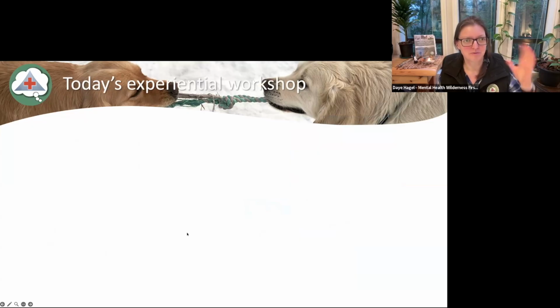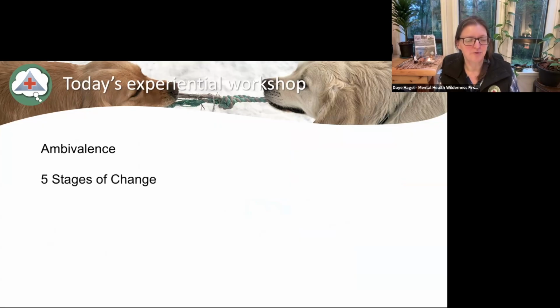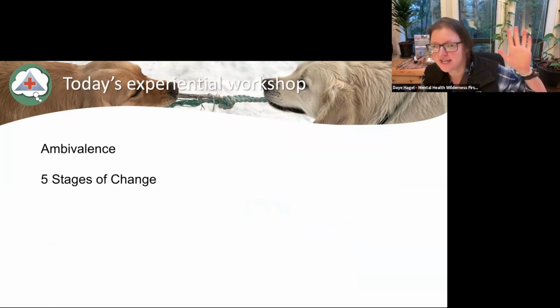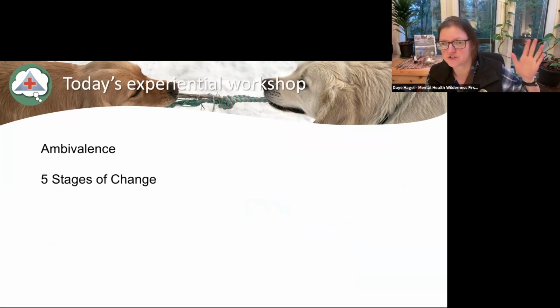So here's a brief overview of what we can get to today. We're going to talk a little bit about ambivalence. I'm going to go through this model called stages of change. Just as a curiosity, who has encountered the idea of stages of change before this workshop? Have you encountered it anywhere else? Oh, very interesting. Okay, fantastic.